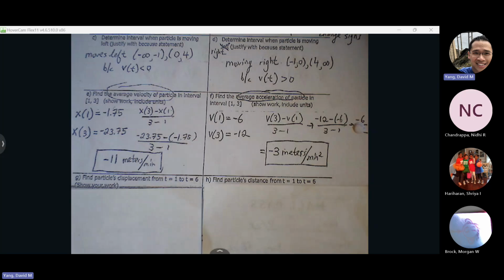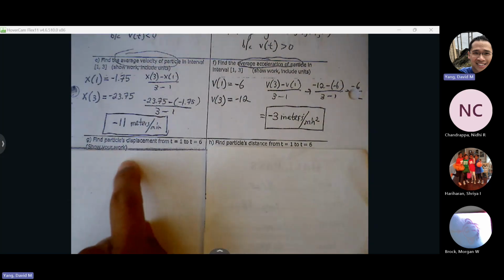Everybody okay? E and F. Part G, find the particle's displacement.